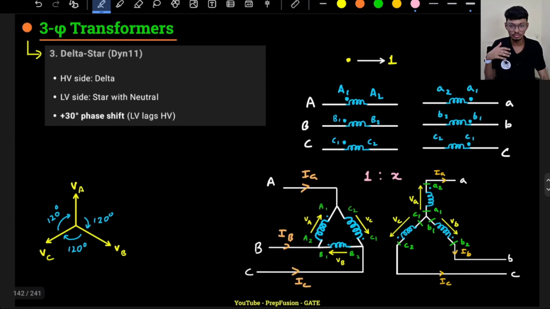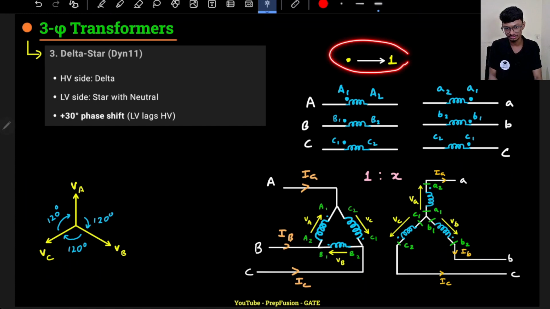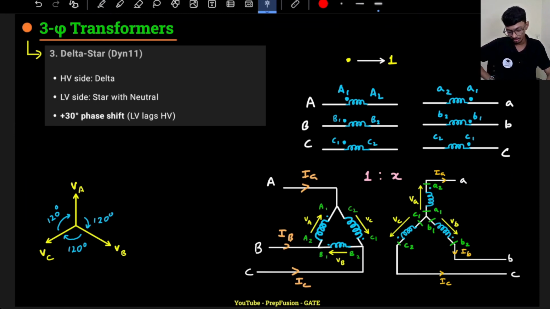Now let's come to a new type of connection, that is delta star. What will happen in delta star actually? Please make sure that you're following this. Whether the dot is connected with 1 or with 2, I'm not telling you this; automatically it will be mentioned in every diagram. If not mentioned, the assumption is the dot is connected with 1.